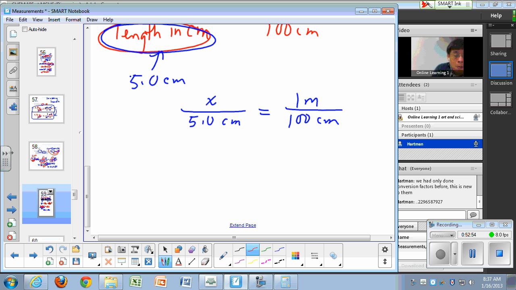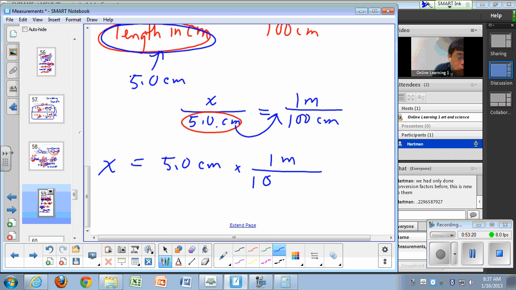You multiply both sides by 5.0 centimeters, right? The way you do it in algebra. So you say, multiply both sides by 5.0 centimeters. That will get rid of the 5.0 centimeters here. So basically you move that over there, right? So x is equal to 5.0 centimeters times 1 meter over 100 centimeters, which is exactly what we've been doing when we were doing conversion factors.